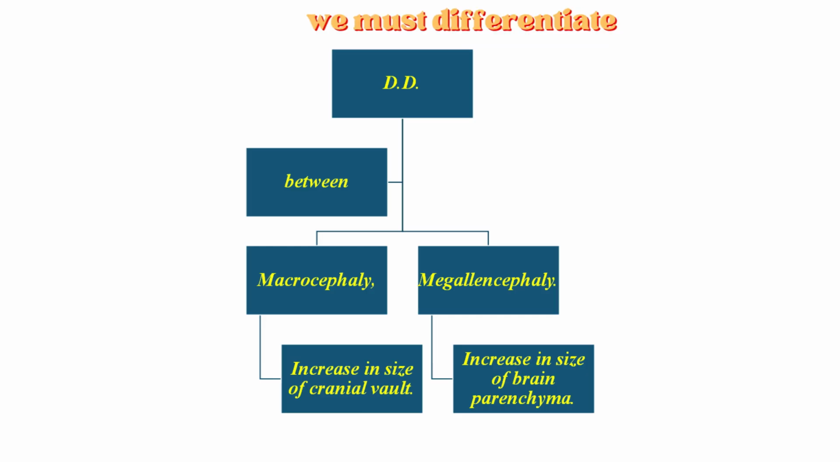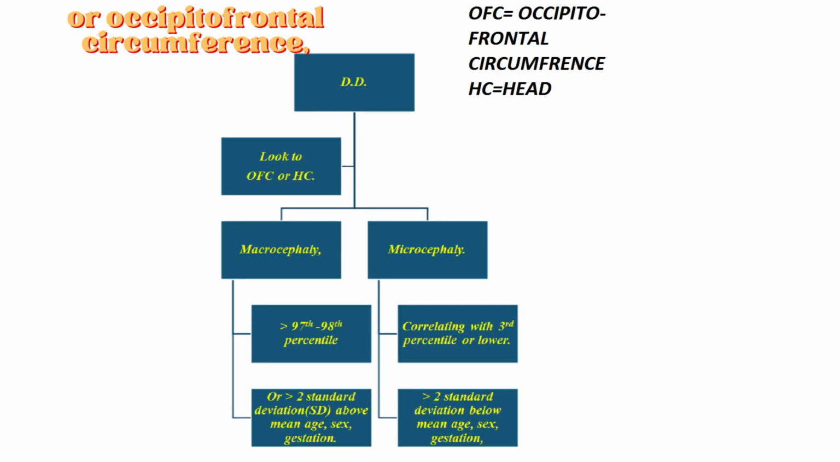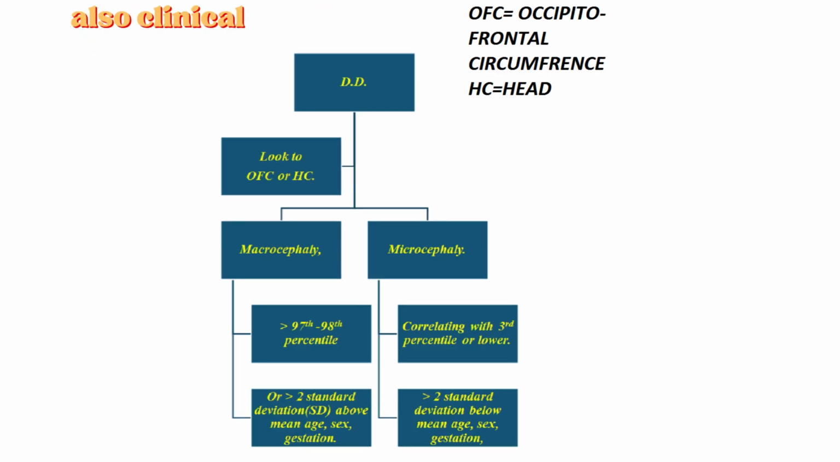First of all, we must differentiate between macrocephaly and megalencephaly, as it may cause doubt in radiology. The former means increase in size of the skull, while the latter indicates increase in size of brain parenchyma. Finally, we can differentiate between microcephaly and macrocephaly by using head circumference or occipitofrontal circumference, but do not neglect also clinical data.